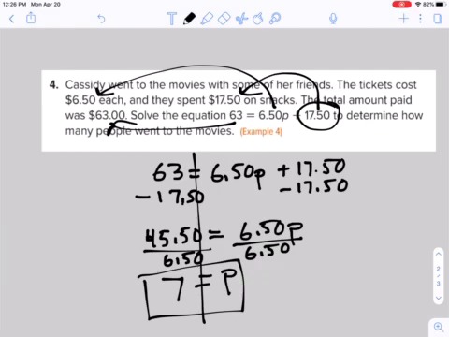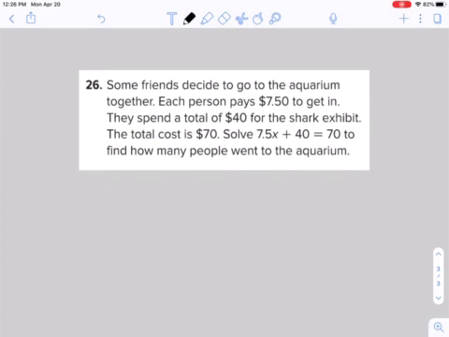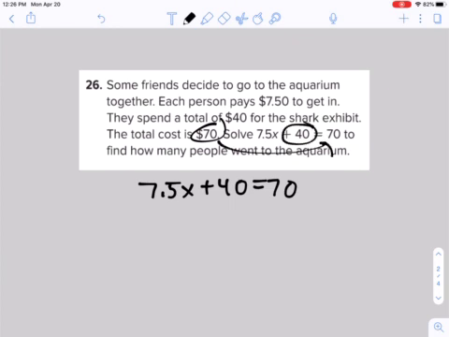All right, let's try another problem. Some friends decide to go to the aquarium together. Each person pays $7.50 to get in. They spend a total of $40 for the shark exhibit. The total cost is $70. Solve this equation, which we're going to write here, 7.5x plus 40 equals 70. So 70 is our total cost. 40 is that fixed cost for the shark exhibit that they paid. And then $7.50 each. And then x is obviously going to be the number of people that went to the aquarium. All right, so 7.5x plus 40 equals 70.